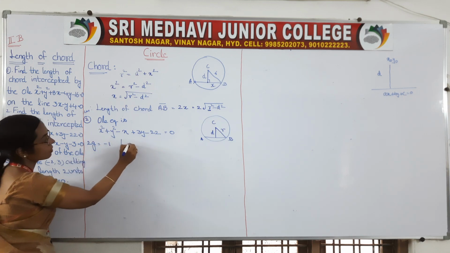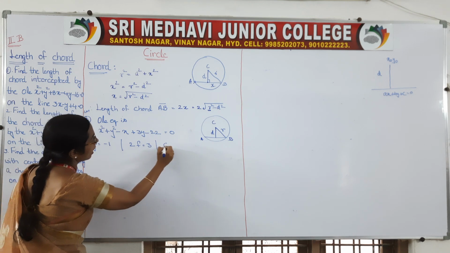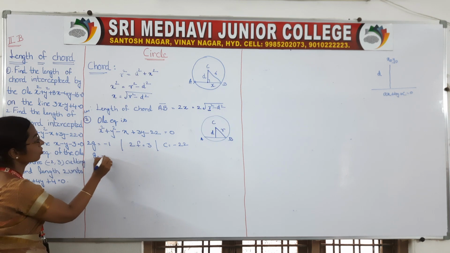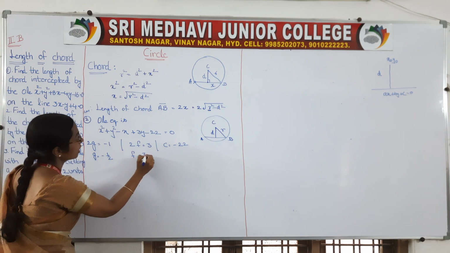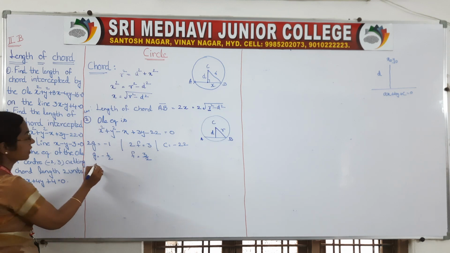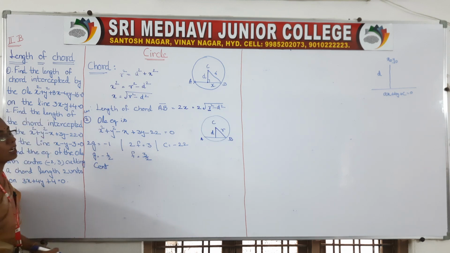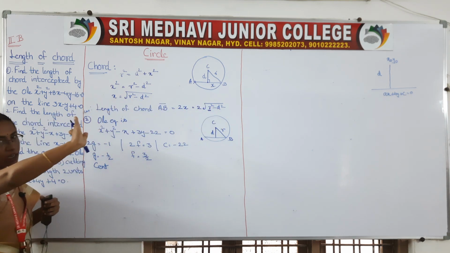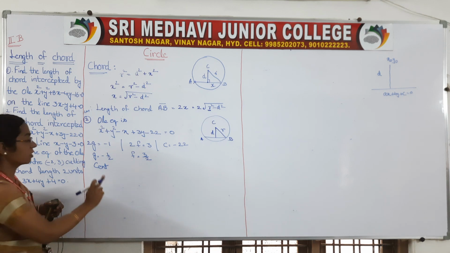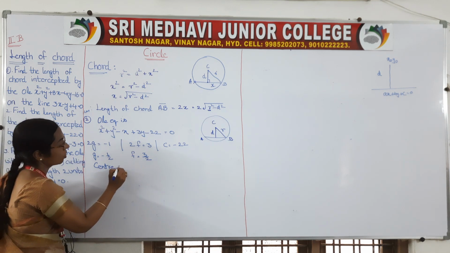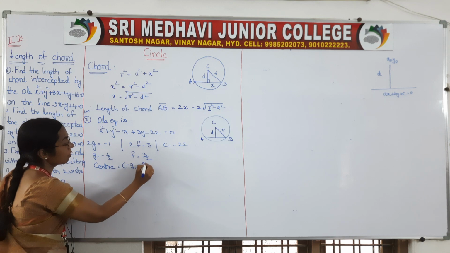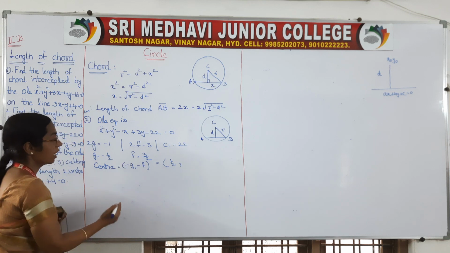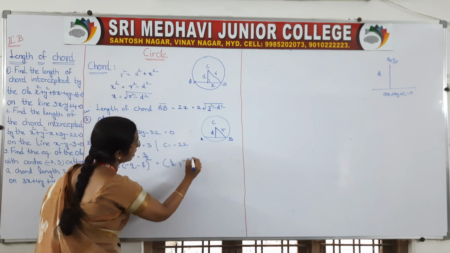2g is equal to minus 1, 2f is equal to 3 and c is equal to minus 22. So g is equal to minus 1 by 2, f is equal to 3 by 2. So center. We need to get our length of the tangent, we need r value and d value. So r is radius, d is perpendicular distance. So center is equal to, what is the formula? Minus g, minus f. So minus g, this is minus of minus, and minus f, minus 3 by 2.